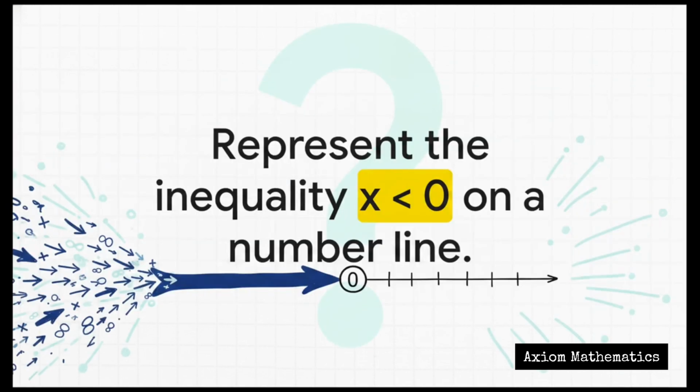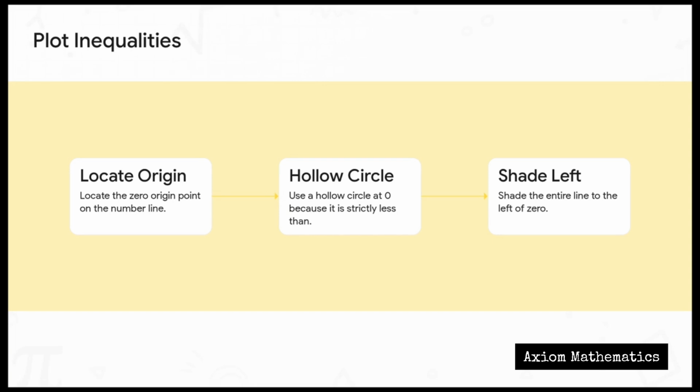Let's shift gears a bit for our second problem. Exercise 1.1, question 3i, asks us to represent the inequality x is less than 0. Now we're shifting from plotting a single solitary point to plotting an entire inequality. So I've got to ask you, how in the world do we draw an infinite set of numbers? Here are the steps to do exactly that.